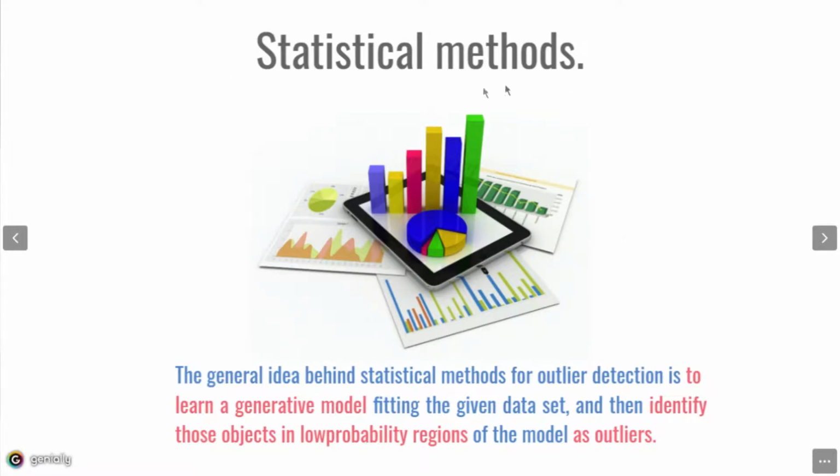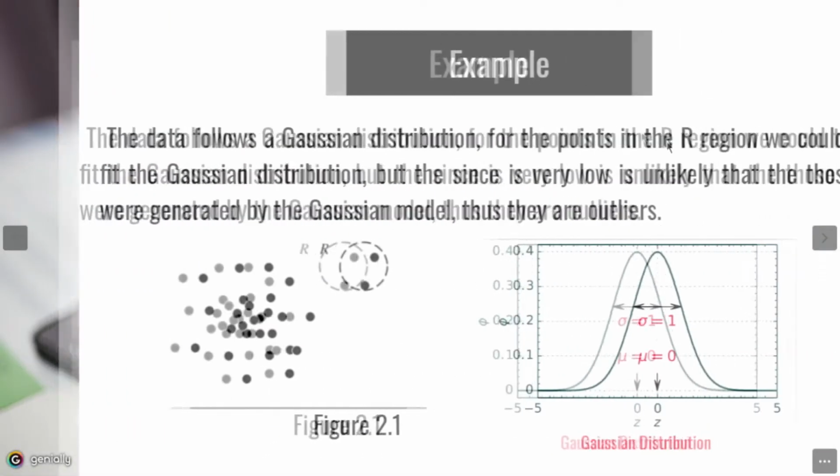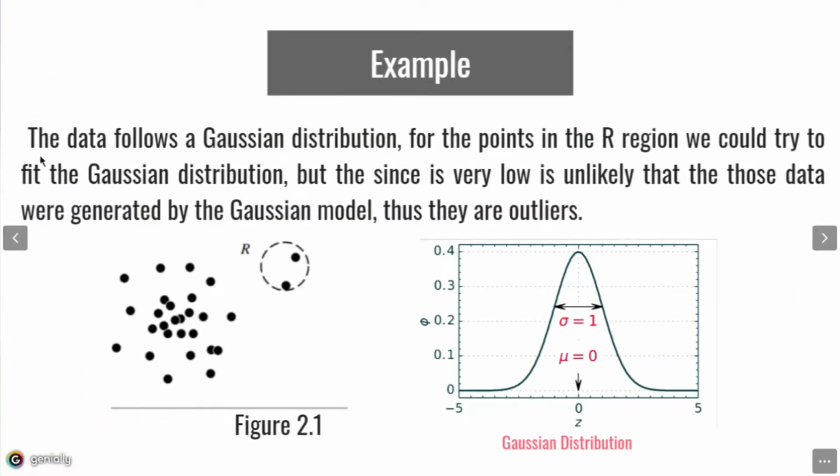And what are they? The general idea behind the statistical methods for outlier detection is to learn a generative model fitting the given dataset, and then identify those objects in low probability regions of the model as outliers. An example is taking figure 12.1 again. The data follows a Gaussian distribution, except for the points in the R region. We could try to fit the Gaussian distribution, but since the probability is very low, it is unlikely that those data were generated by the Gaussian model, thus they are outliers.